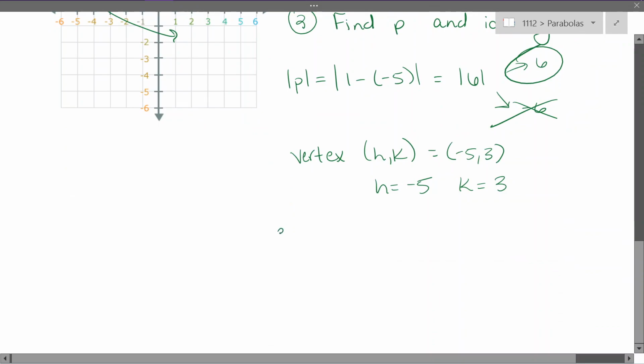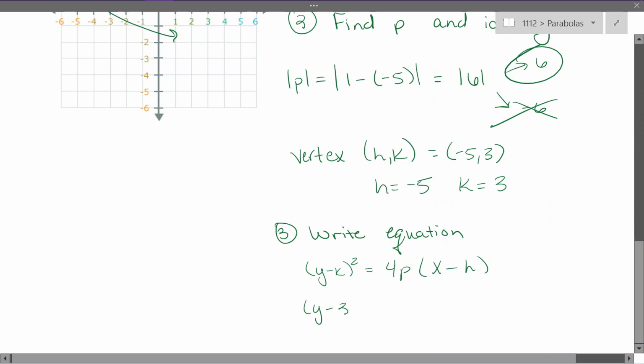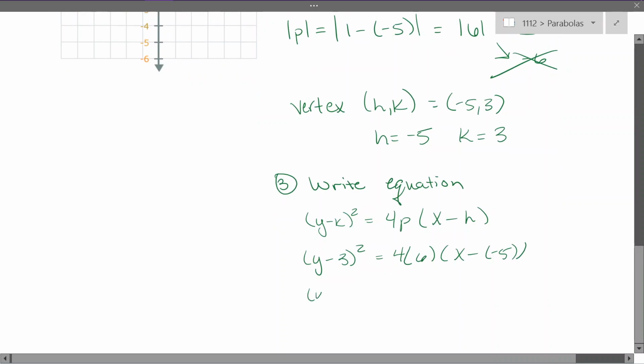So then my third step is just to write my equation. So we know the form is (y minus k) squared equals 4p times (x minus h). So we have (y minus 3) squared equals 4 times 6 times (x minus negative 5). And if we simplify that, we get (y minus 3) squared equals 24 times (x plus 5).